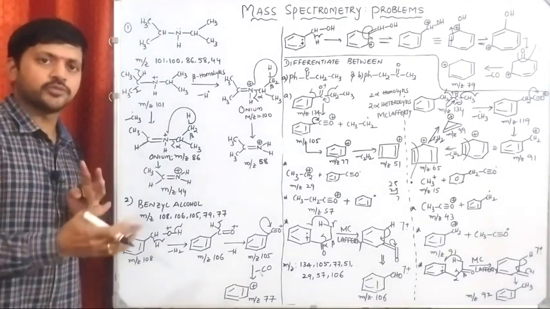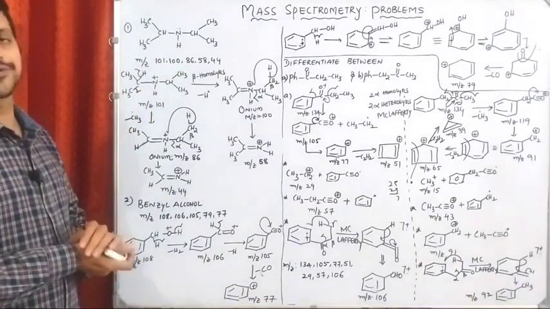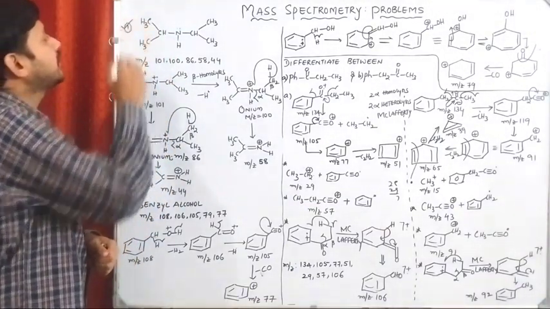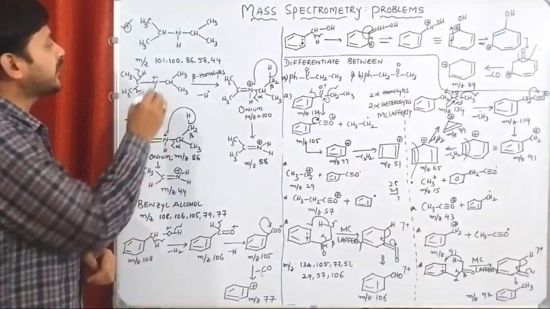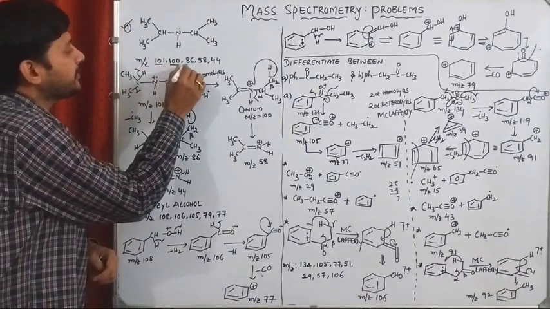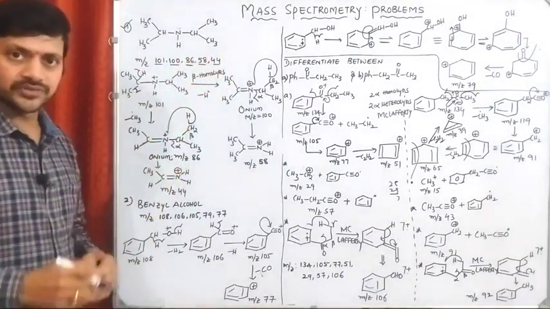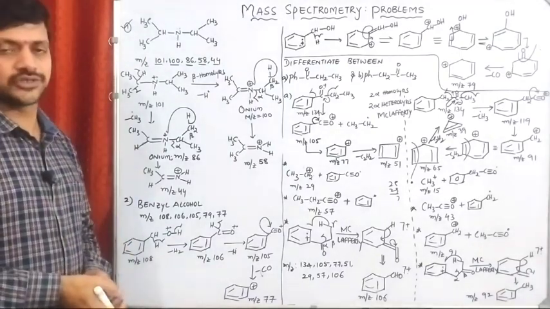Let's discuss some of the problems related to mass spectrometry. See the first example, it is an amine. We need to identify the different peaks for this particular compound. So how can we do the fragmentation procedure?